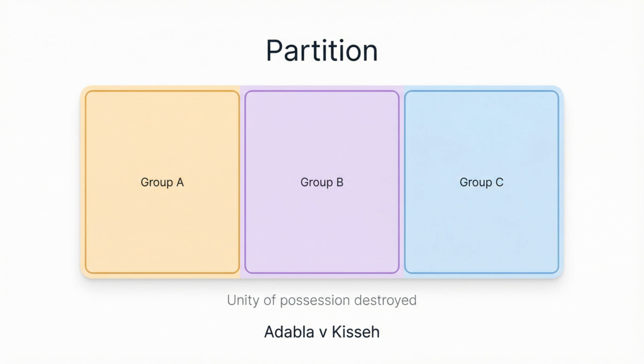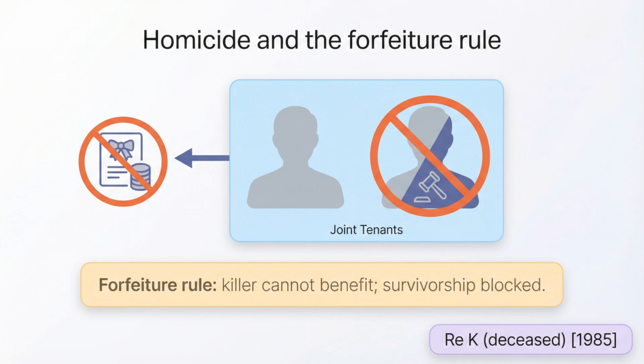Homicide can also sever joint tenancy because the law will not allow a killer to benefit from wrongdoing. The forfeiture rule blocks the right of survivorship in that scenario. In Re K Deceased, the court discussed how the forfeiture rule operates and also noted statutory power to modify its application in particular circumstances.